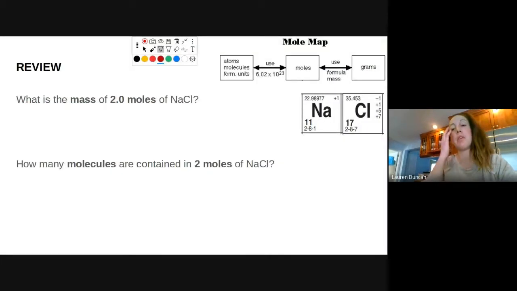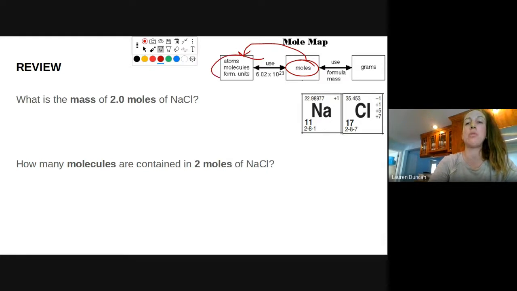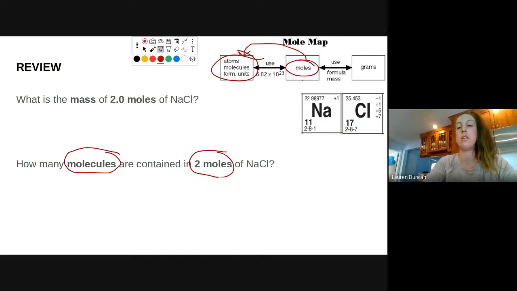The other conversion we learned is different. We learned how to convert between moles of a substance, moles of particles, to the actual number of particles in the sample. So in the second question, I ask us how many molecules, how many actual molecules are contained in 2 moles of sodium chloride. So really applies to any substance. How many particles, in this case molecules, would be in 2 moles of anything, in this case NaCl.